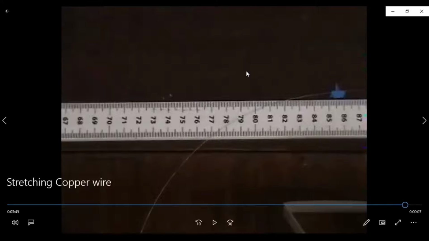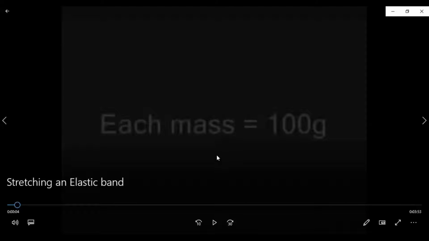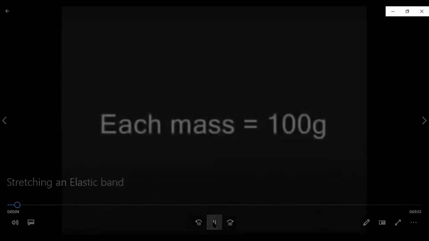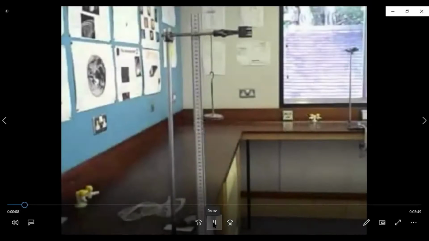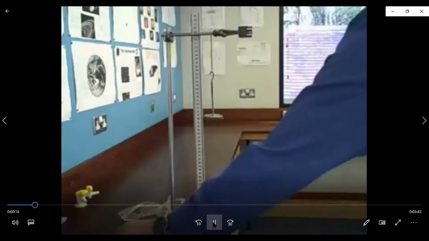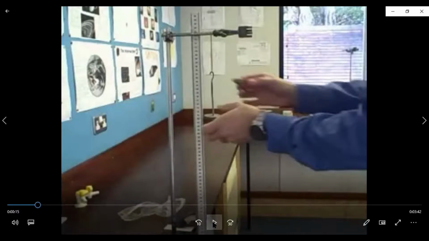Yeah, this is the point which I was talking about here. The loading has exceeded the elastic limit. Here you can see each mark is a different plan. This is another way of performing this experiment, how to work out Young's modulus.